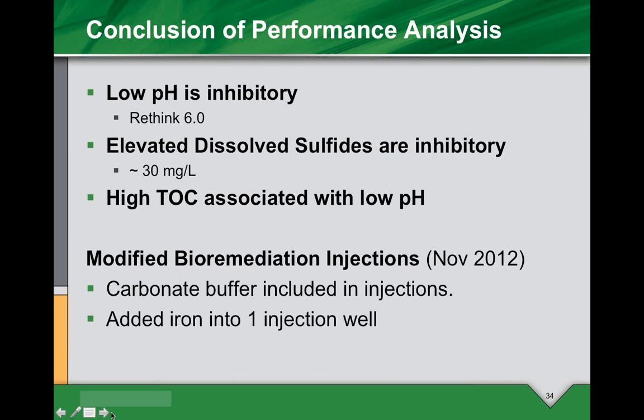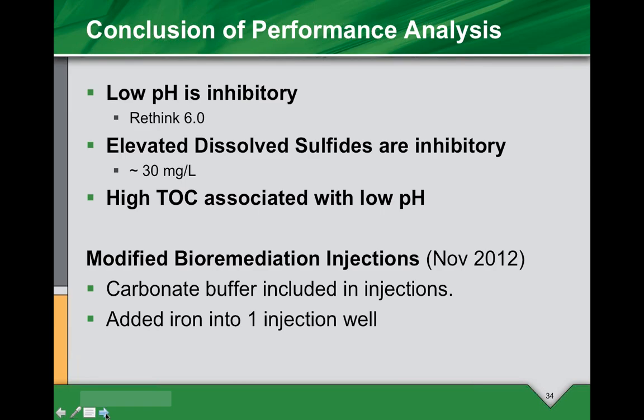In terms of the sulfide concentrations, we were able to show that a sulfide concentration of between 20 and roughly 40 milligrams per liter is associated with poor performance, suggesting sulfide inhibition. And given this information, we then modified our injections in November of 2012 to include a carbonate buffer with EVO vegetable oil injections. And we also included injecting iron into one injection well to determine if the iron could be used to control hydrogen sulfide.